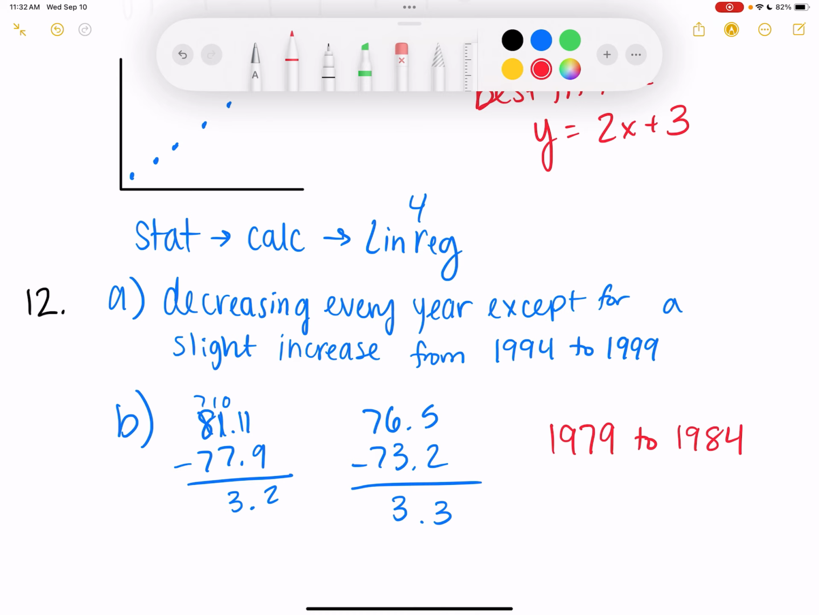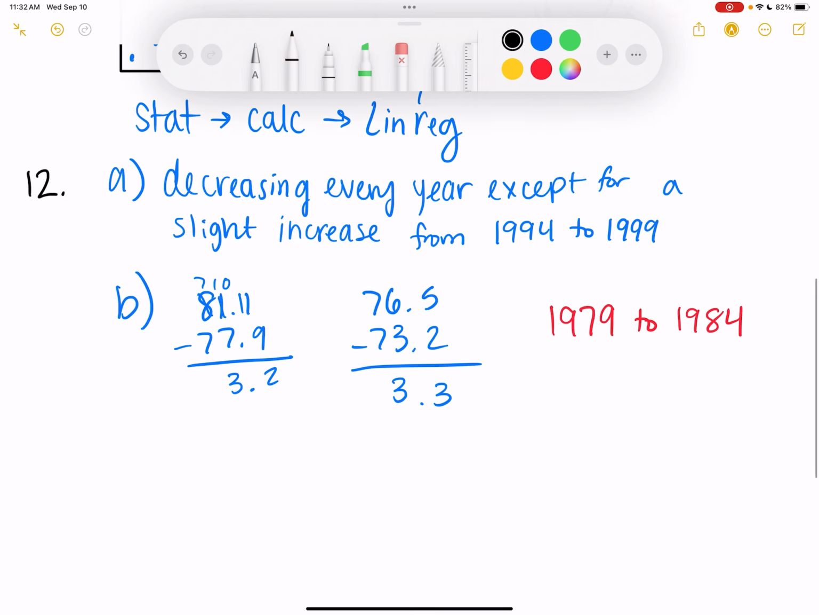14. Still looking at the same tables. Are the male percentages falling faster than the female percentages are rising, or vice versa? Vice versa. Why? Because women are going up, men are going down. Yeah.